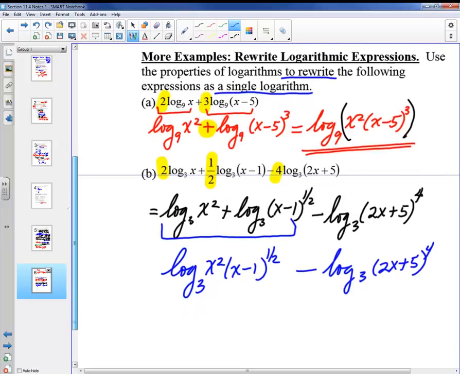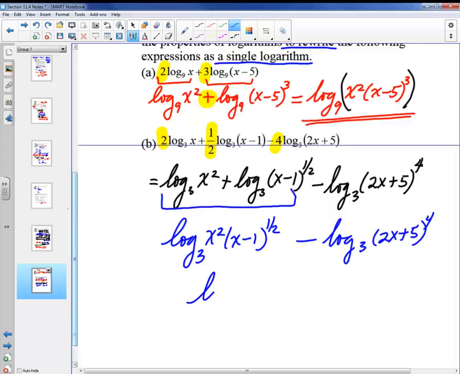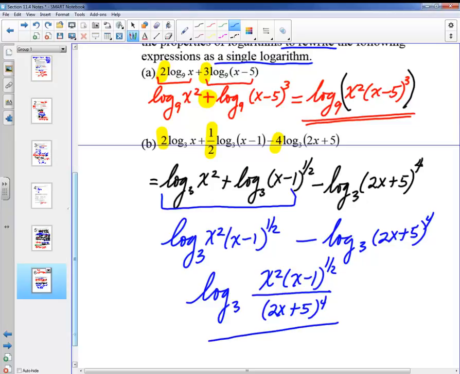Now we take care of the minus, so that would be log base 3 of x squared times x minus 1 raised to the 1/2 over 2x plus 5 raised to the 4th power. If you want to change that 1/2 into a square root, that's okay, but that will be the rest of it.